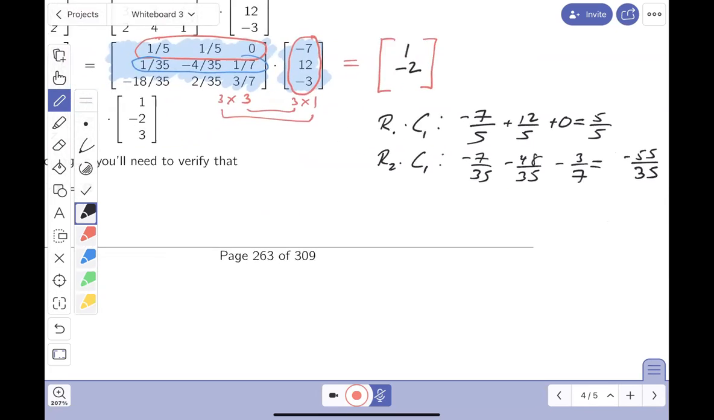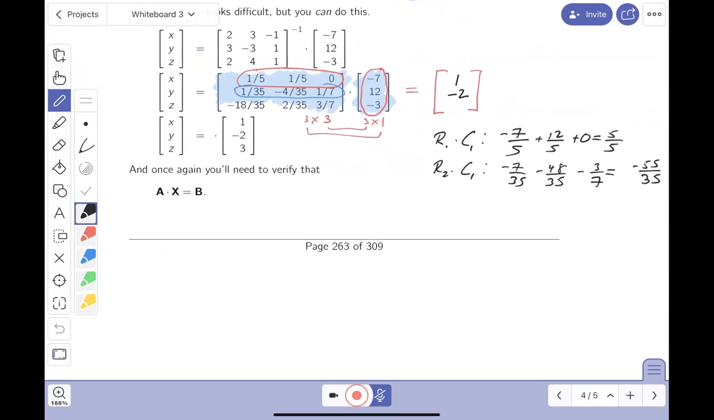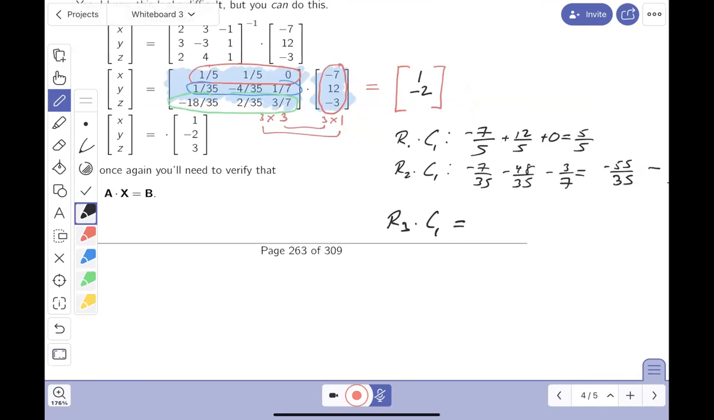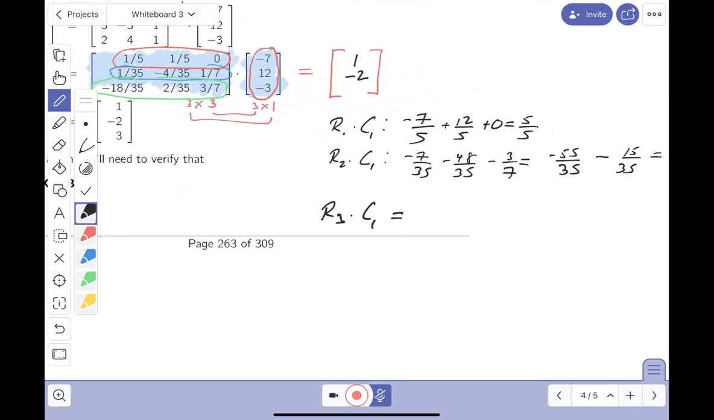All right, let's go to the next one. I know it's tough. We're going to try to encourage you to try them. I'll do this one now. So we're going to do row 3 times column 1. Oh, this is going to be tough. And I'll write it down for you. I have to do minus 18 35ths times minus 7. Well, you know what? I had grade school arithmetic. I know it's a positive number. And 7 goes into 35 5 times. So it's 18 fifths.